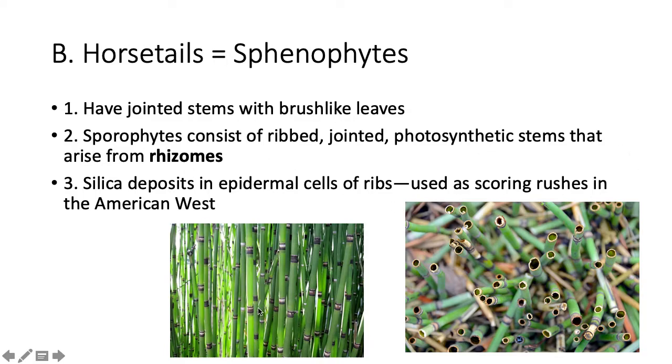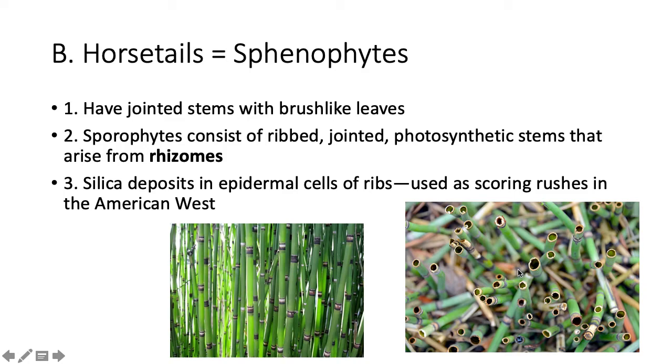So they do have these jointed stems, and yes, you can pull them apart. They again don't have true roots. They have something called rhizomes. So rhizomes are stems. They are photosynthetic. They run horizontal to the ground and then they kind of sprout up. You can see that they are jointed and ribbed, and they actually deposit silica, so sand.